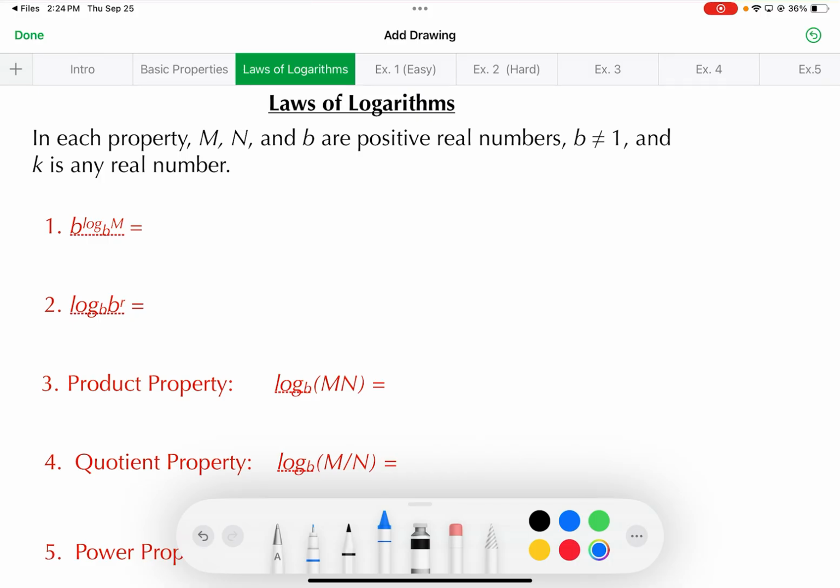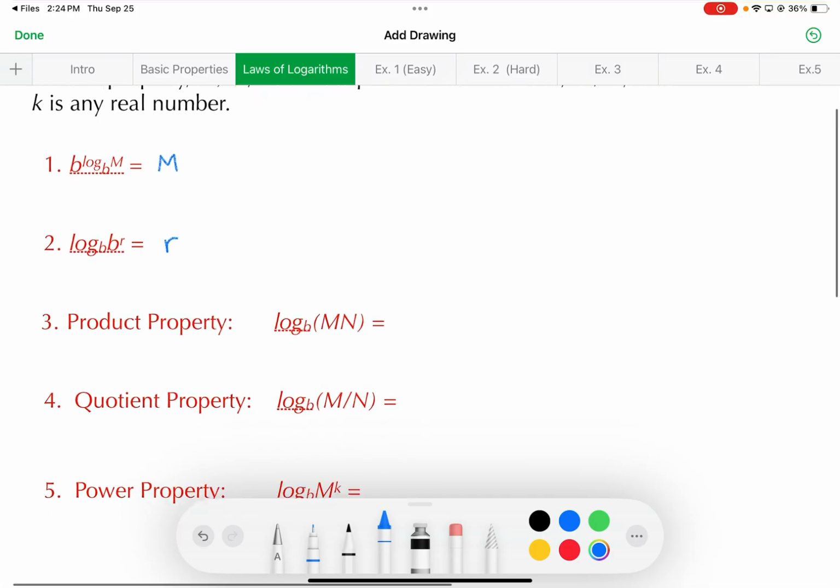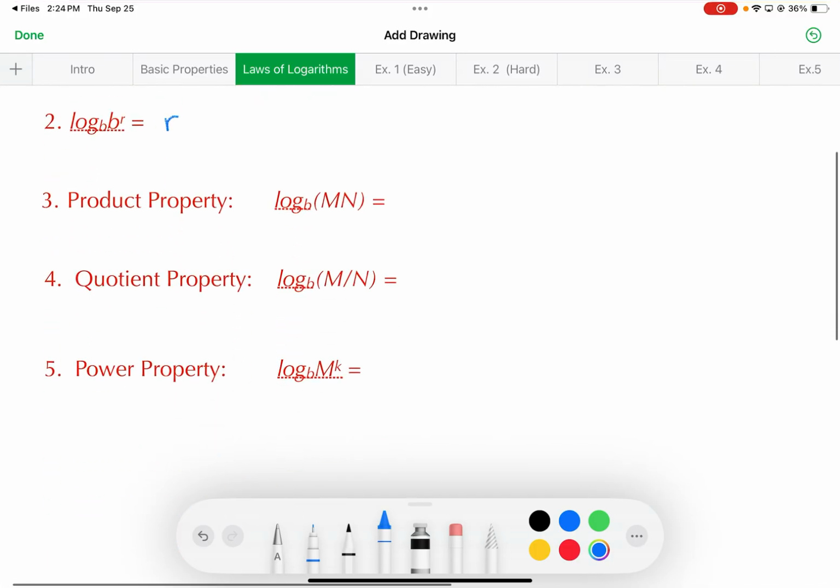Okay. So property 1 we saw yesterday. b to the power log base b of m. That's just going to be m, right? Property 2, log base b of b to the power of r, just going to be r. All right, and then the next 3 properties are the 3 main properties of logs.